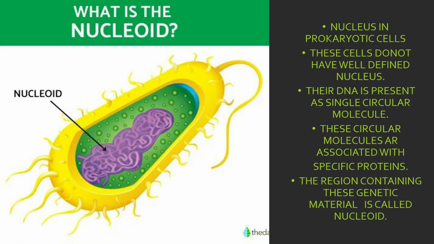Now, what is a nucleoid? Nucleoid. The nucleus in a prokaryotic cell is called nucleoid. These cells do not have a well-defined nucleus. Their DNA is present as a single circular molecule. These circular molecules are associated with specific proteins. The region containing this genetic material is called the nucleoid.